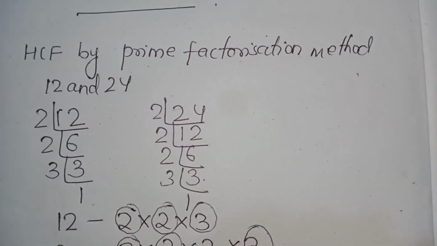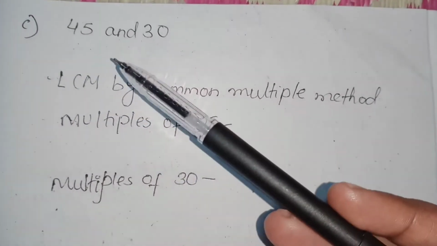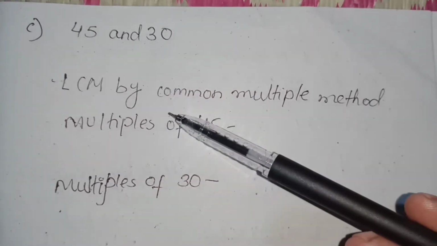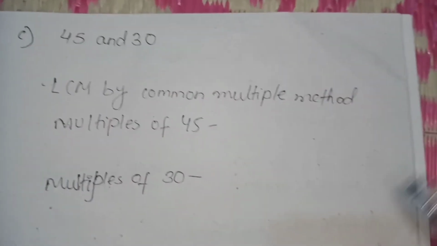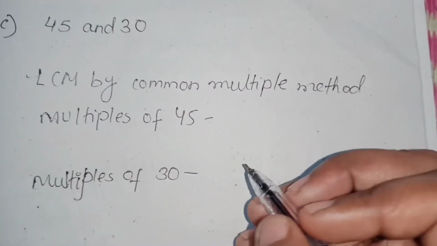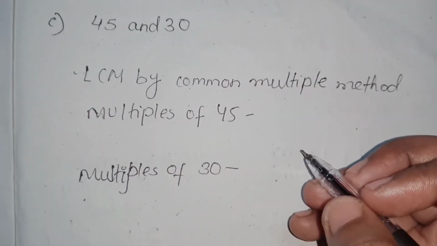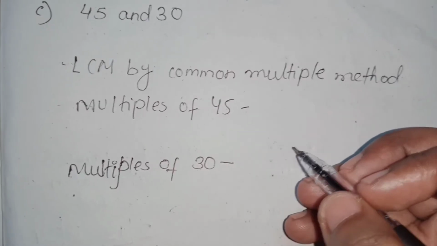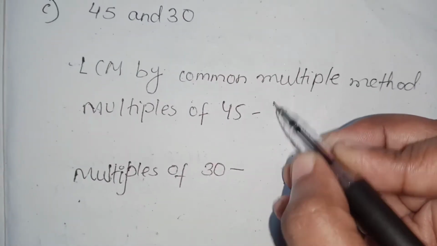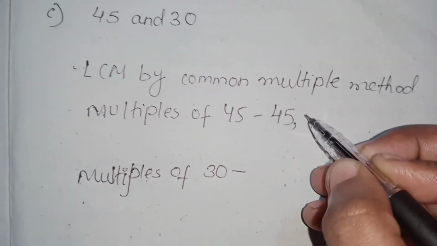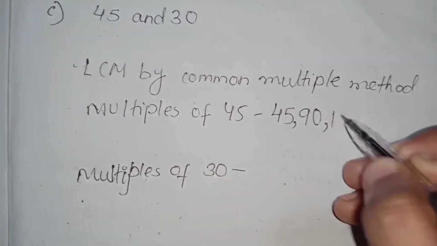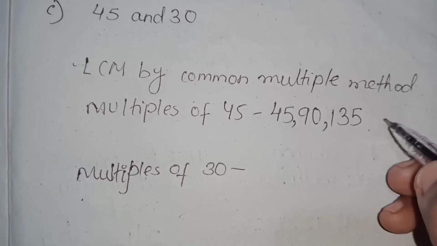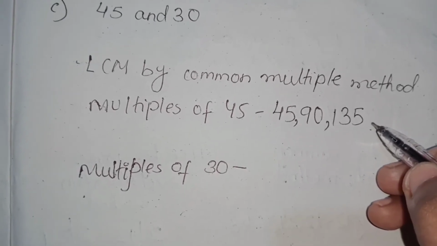Okay, now let's do question number C. We have to find the LCM also and the SCF also. So LCM by the common multiple method we will do. So multiples of 45 we will write. Okay, so many are there, but we will write only a few. Okay, so let's start. 45 1s are 45. Then what is the multiple? Next is 90. Next is 135. Okay, you can write more.